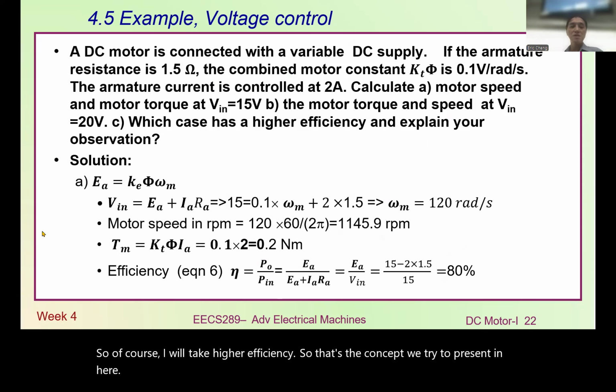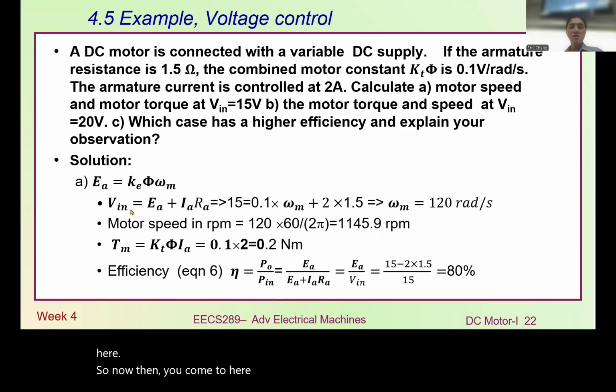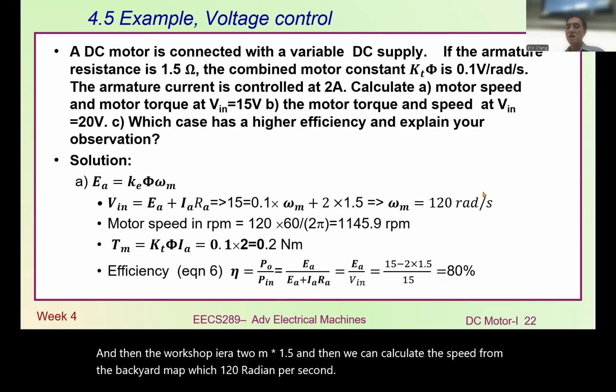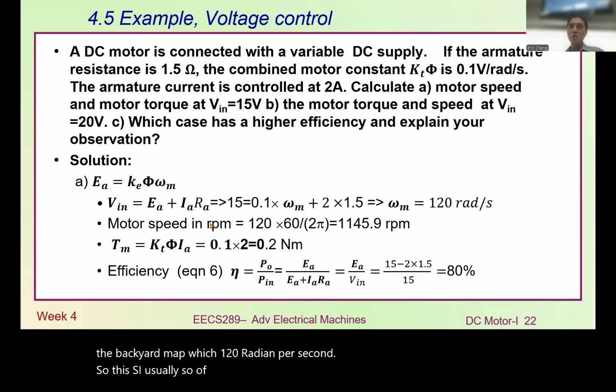So now we come to here. Using the voltage equation, input voltage 15 volt, and then the voltage drop IA RA is 2 times 1.5, and then we can calculate the speed from the back EMF, which is 120 radian per second. This is the SI unit. Of course, from the user's point of view, they don't understand radian per second, they only understand RPM.